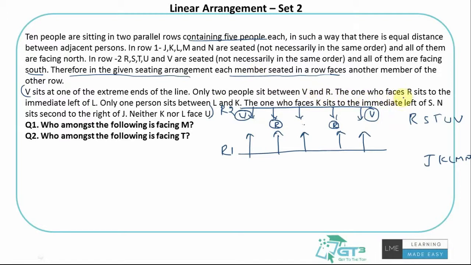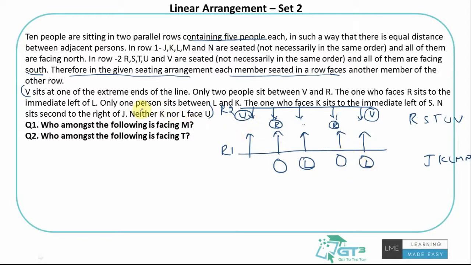The one who faces R sits to the immediate left of L. So I don't know who is facing R. Right? Whoever faces R must be sitting here, which also continues by saying sits to the immediate left of L. I know that J, K, L, M, N are facing north, so that is why we have, right? So left of L is basically this. This person is facing R and he is sitting to the immediate left of L, or this is the other possibility where he is sitting to the immediate left of L.